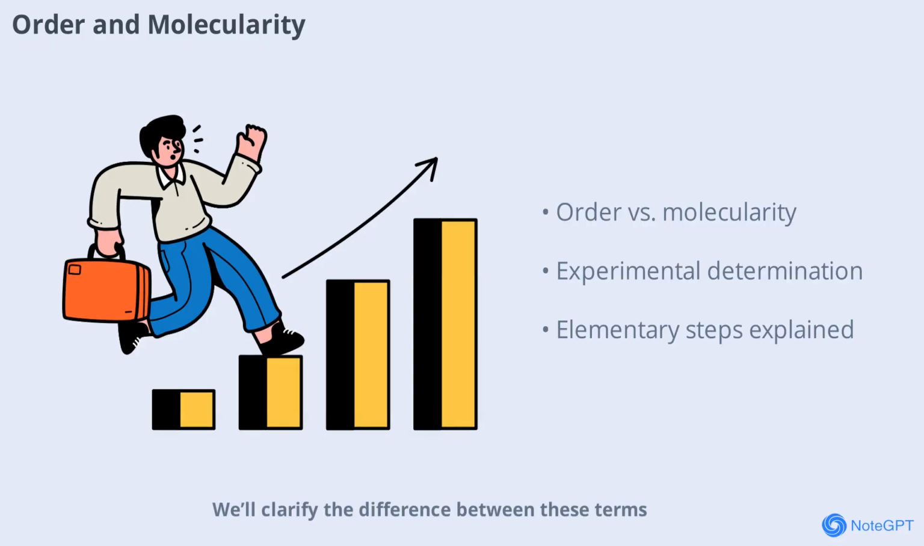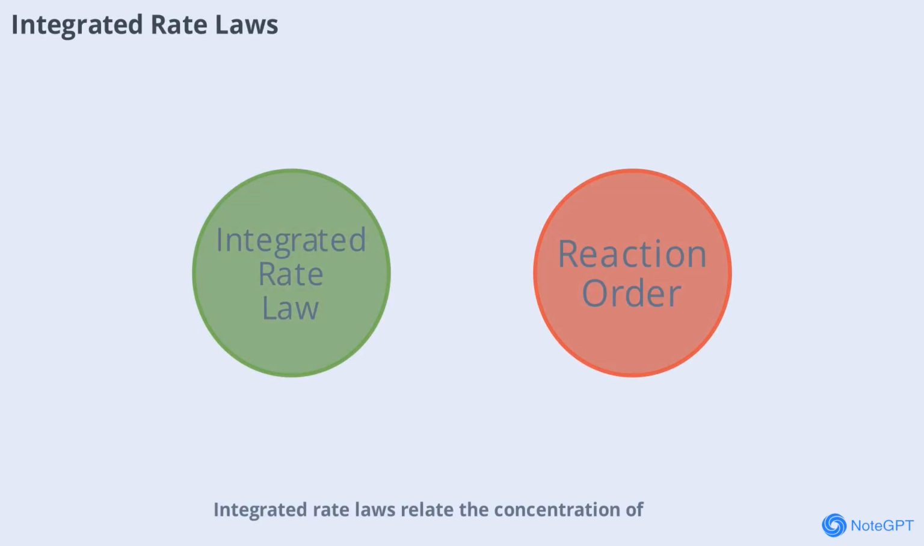We'll clarify the difference between these terms, how to determine reaction order experimentally, and why molecularity is always a whole number. Integrated rate laws relate the concentration of reactants to time for different reaction orders. We'll derive and apply the equations for zero, first, and second order reactions. These laws help us analyze experimental data and predict how concentrations change over time.